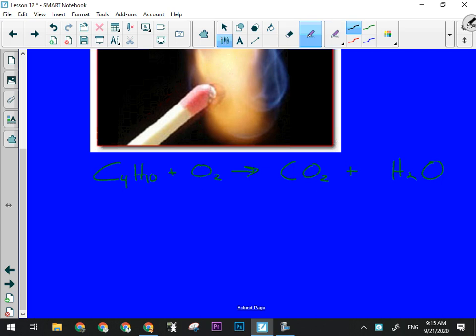Okay, what I have to do is I have to use the rule of 2. Anytime I have an even number of carbons, this problem will happen. Every time I have an even number of carbons, this problem will happen.